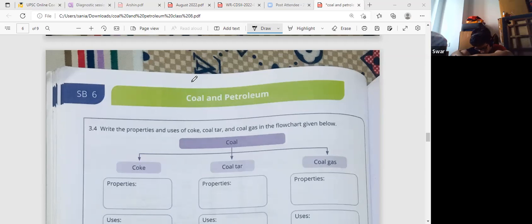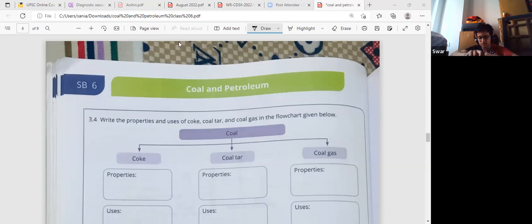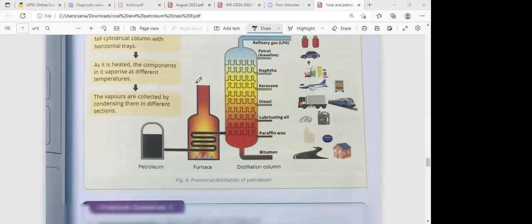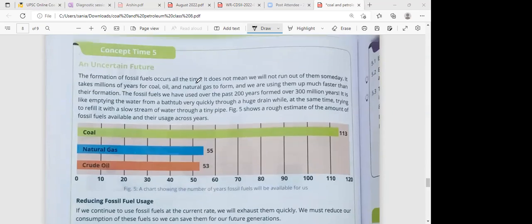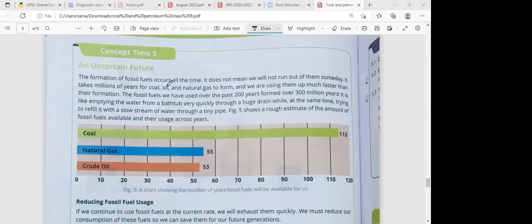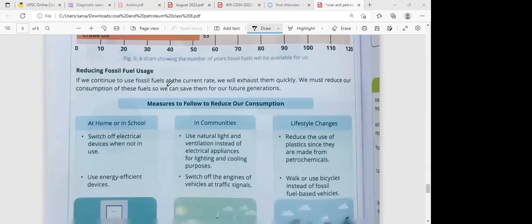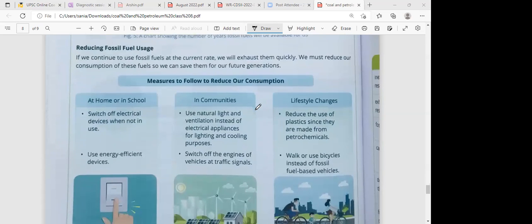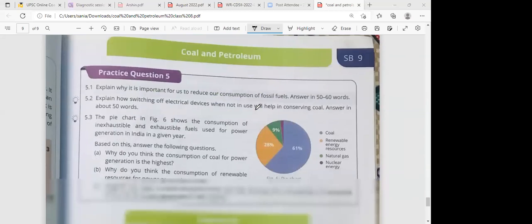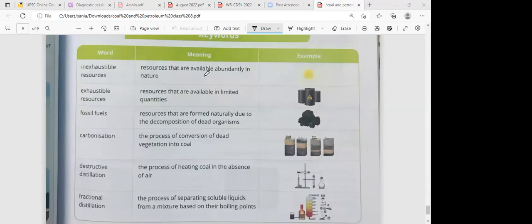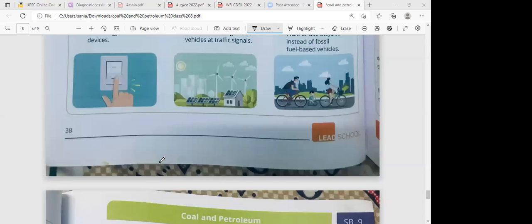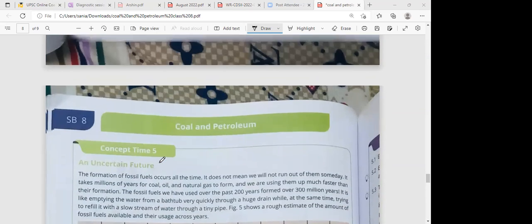Yes, ma'am. So after fractional distillation, we'll do question answers. We have a lot of things to do. Fractional distillation, then something about the future, then fossil fuels and how you measure consumption. Then a revision of the meanings of a few words, though we have done that. I guess I'll take one more class for this, and then we will be done.